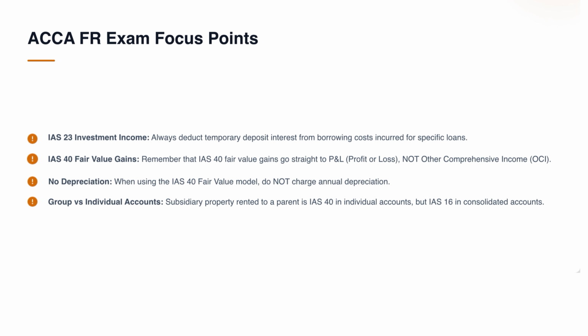Before we wrap up, let's highlight 4 classic traps examiners love to set in ACCA 1. 1. IAS 23 interest income deduction. Always remember to subtract interest earned on temporary loan deposits from borrowing costs before capitalizing specific borrowings. 2. IAS 40 fair value gains, location. Do not put IAS 40 fair value gains into OCI. They go straight to P&L.